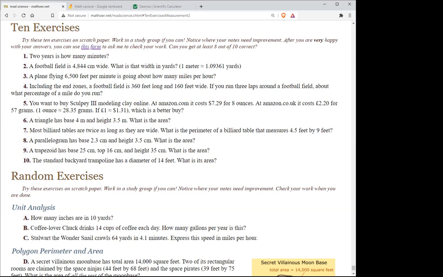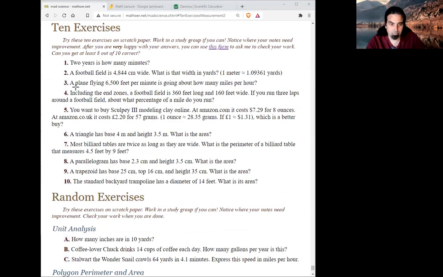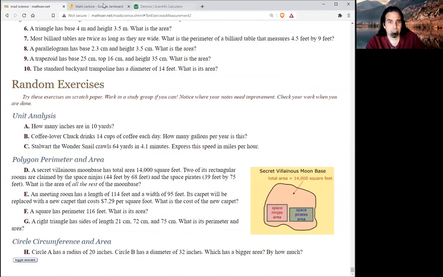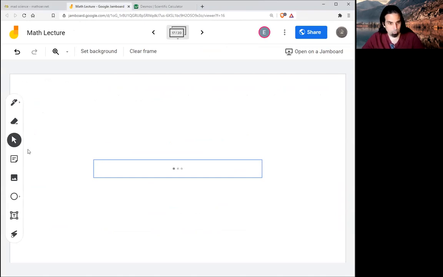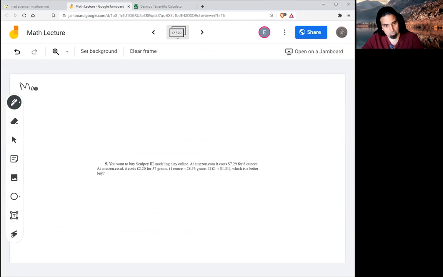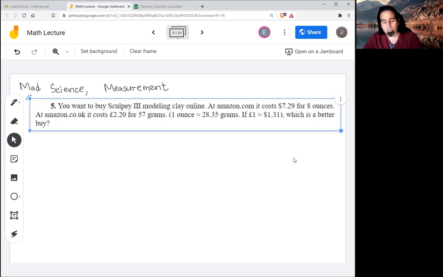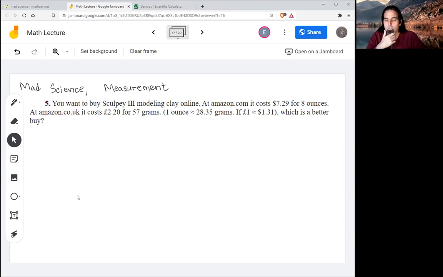Pardon me as I recycle things to make it move nicely. And I will put that we are doing mad science measurement homework. So I made this problem up years ago. I'm guessing Sculpey no longer costs the same. But at the time, you could go to Amazon.com for the US, or you could go to Amazon.co.uk and see what it cost in England. And of course, in England, they use pounds and grams, not dollars and ounces. But if you had Amazon Prime and shipping was free, then maybe you would want to buy one or the other because it's cheaper. So let's see which it is.